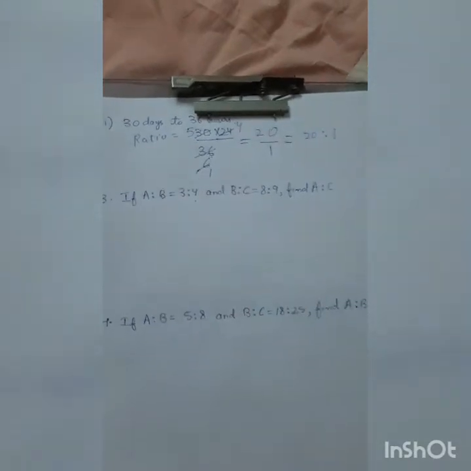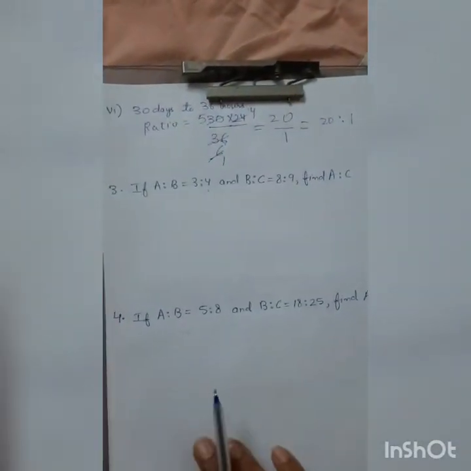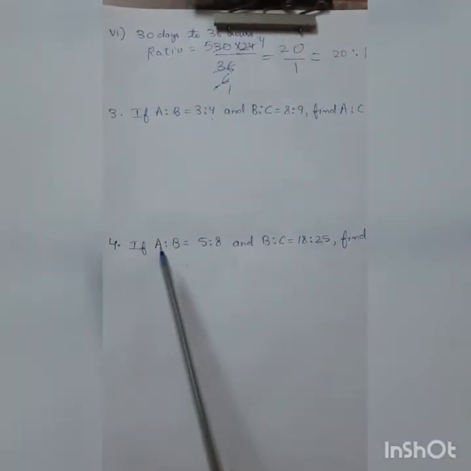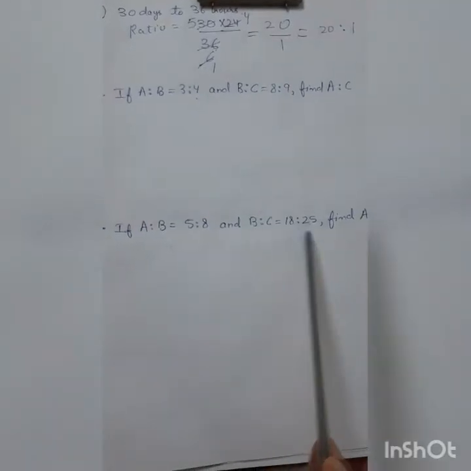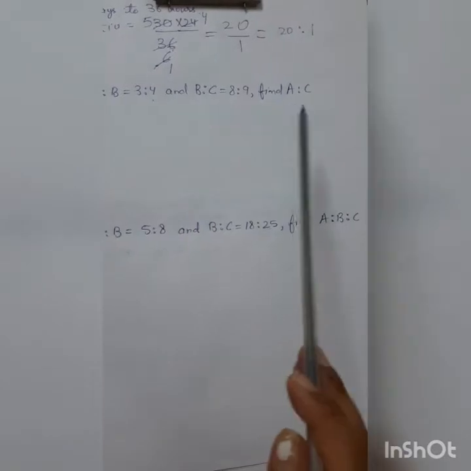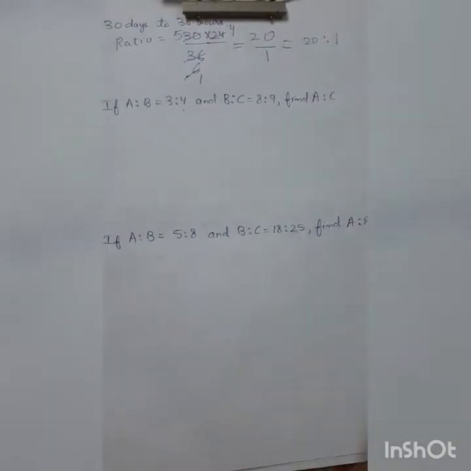सो पहले हम क्या करेंगे, our first task is to make the same term equal. दोनों में सेम टर्म थी, कॉमन टर्म क्या थी बी, हम उसको सेम बनाएंगे. Likewise in the next question also students, इसमें क्या था, ए इज टू बी 5 is to 8 है, बी इज टू सी 18 is to 5 है. इसमें भी टू रेशियोज गिवन है. इसमें ए इज टू बी इज टू सी फाइंड करना है. चाहे आपको ए इज टू सी फाइंड करना हो, चाहे आपको ए इज टू बी इज टू सी फाइंड करना हो. Students, you have to make the common term equal, then only you can connect both ratios, otherwise not.